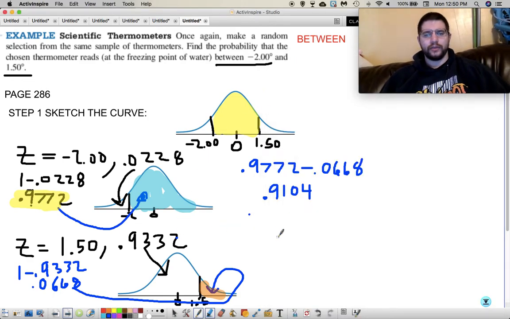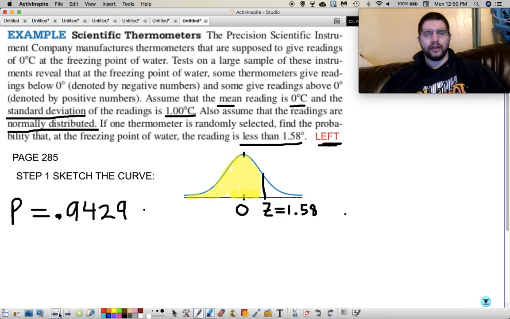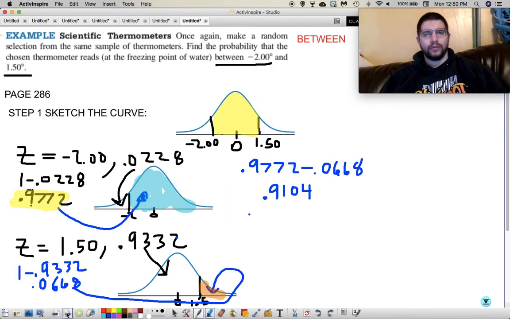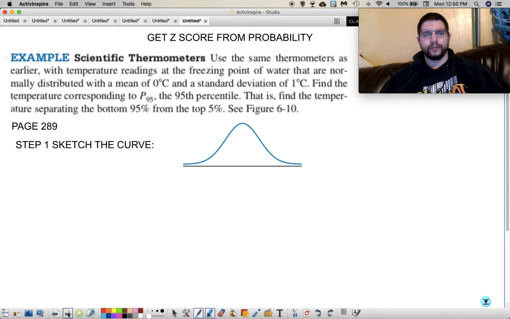Okay, so that's how you do between. We did a right area to the right and area to the left. So between has a little bit of work using the chart. The other two, pretty straightforward. What if we have to go the other way around, though? What if they give us probabilities and we need to find the respective z-scores?